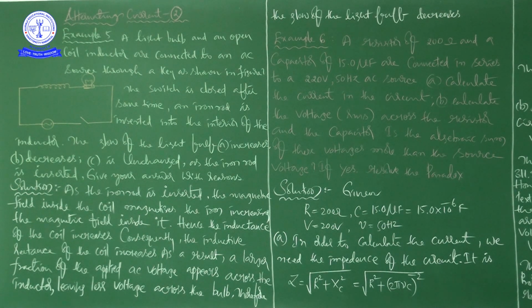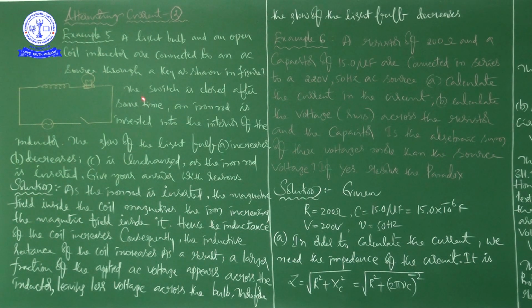A light bulb and an open coil inductor are connected to an AC source. You know the symbol of AC, right? This is the symbol of AC. Connected to an AC source through a key. This is the key, as shown in the figure. He didn't ask anything, but simply told how they were connected.